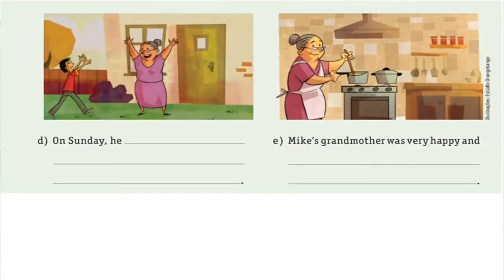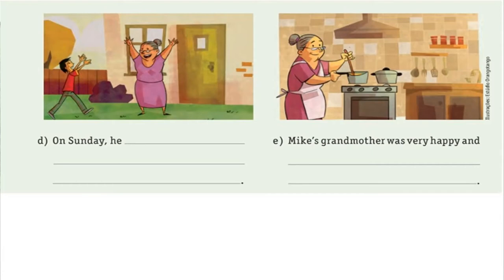We're talking about page 6, okay? Aqui a gente tem a letra D ainda, so in letter E, actually, né? Letra E também. So on Sunday he, né? Olha, a imagem que ele está fazendo, né? Visitando a avó, ele visitou a avó dele. Mike's grandmother was very happy and, o que, que ela está fazendo aqui, né? Cozinhando, né? Preparando, né? Alguma coisa, uma comida deliciosa que ele menciona lá no texto, no diálogo.